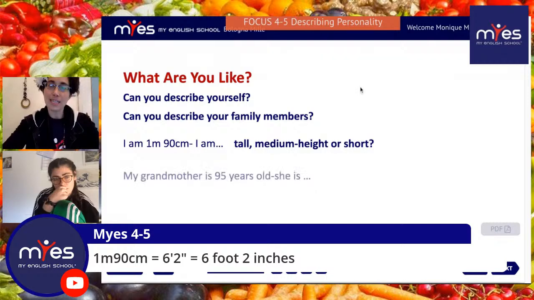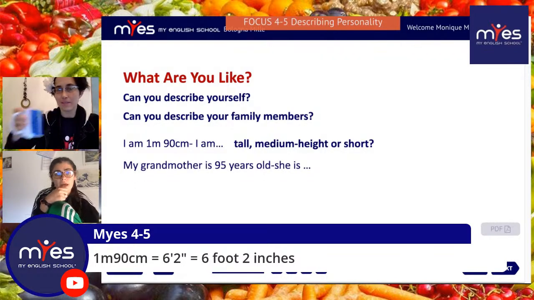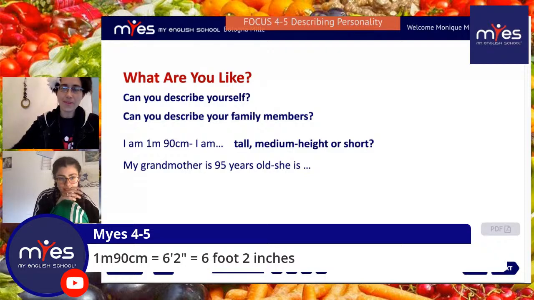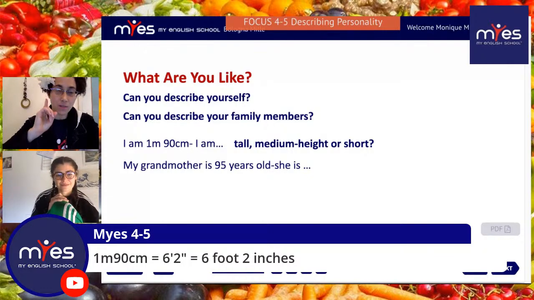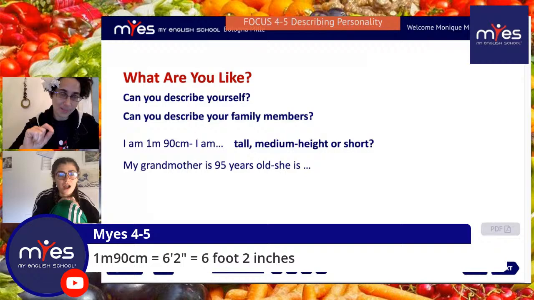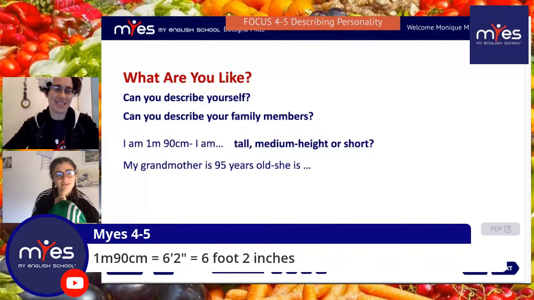Mm-hmm. Lovely. Let's see the next example. My grandmother is 95 years old. She is fabulous. She is amazing, right? 95 years old. My grandmother, Grandma Debbie Bubula, the one born in Aldgate East, in the East End of London, she lived to 100 years old. Almost 101. She was amazing.